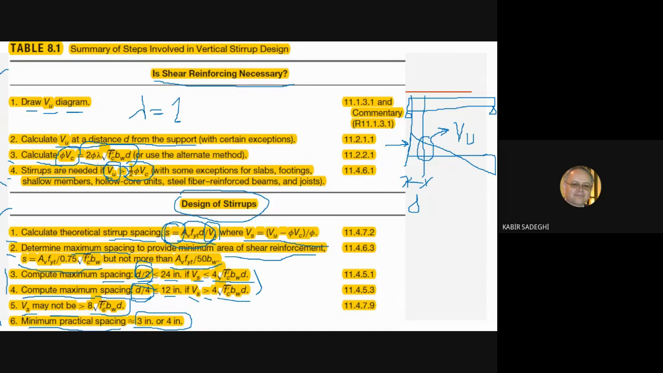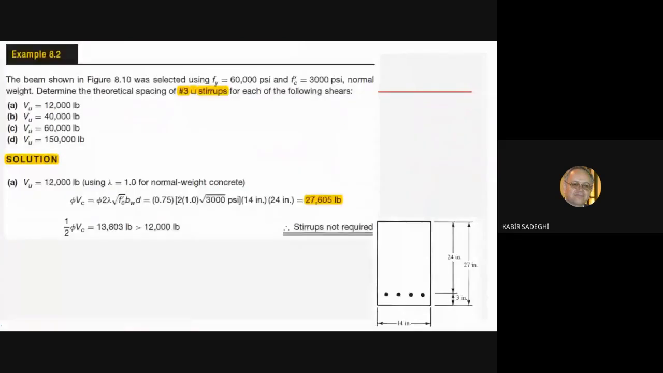Now let's see one example. Actually, this example is not one example. This is 4 examples. It has A, B, C, D. The beam shown in the figure was selected using Fy equals 60,000 psi and f prime C 3,000 psi. Normal weight concrete is used. It means lambda is 1. Determine the theoretical spacing for the case that we have stirrup number 3.